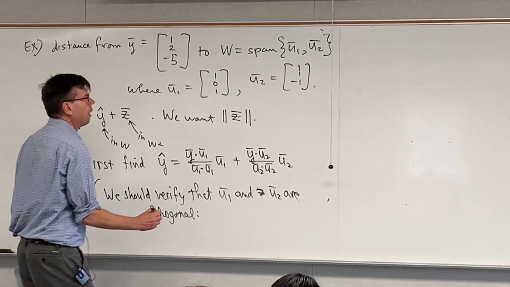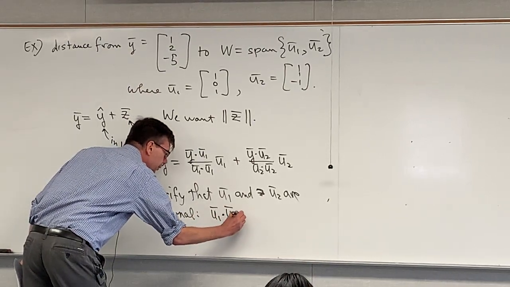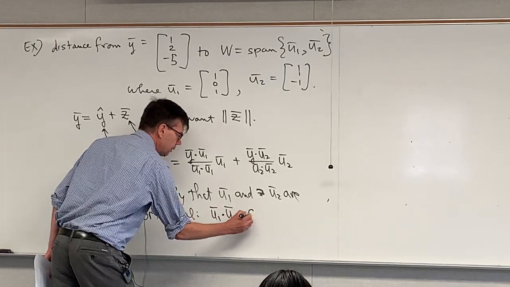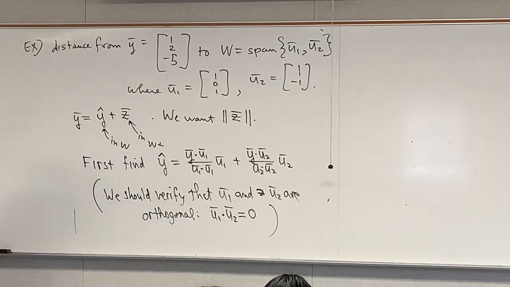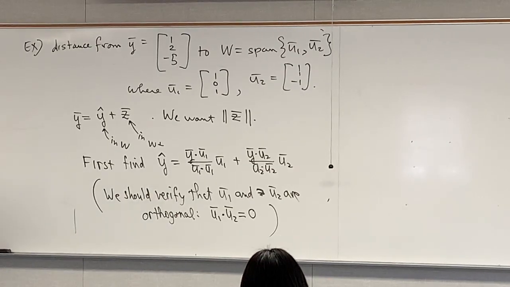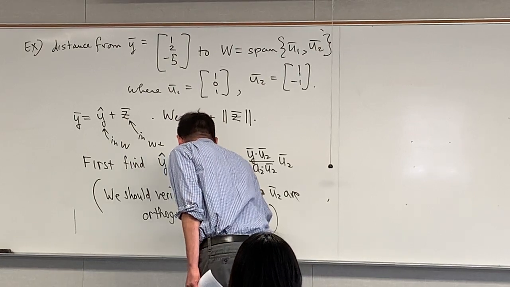So what is u1 dotted with u2? It is 0, right? Otherwise, we can't do this. If they're not orthogonal, this process doesn't happen. So yes, they are.